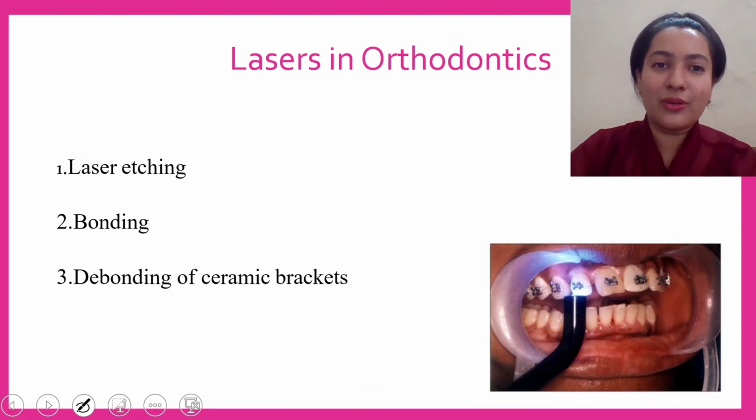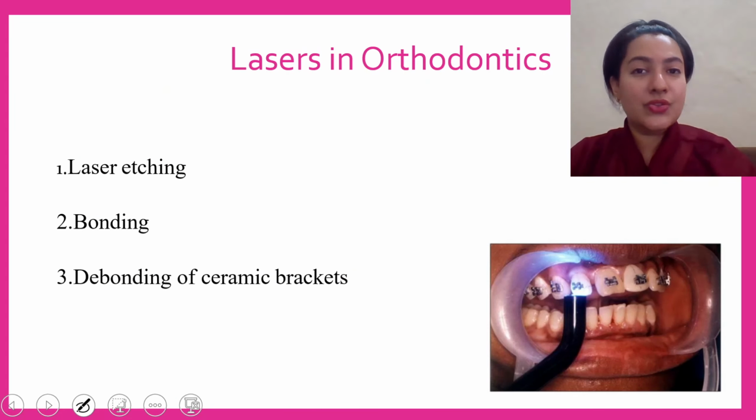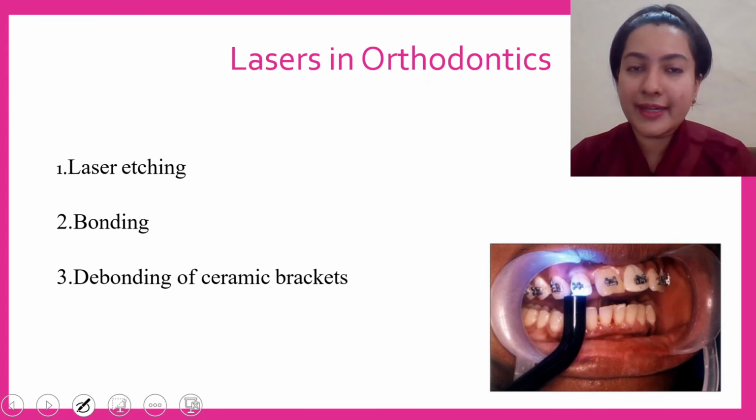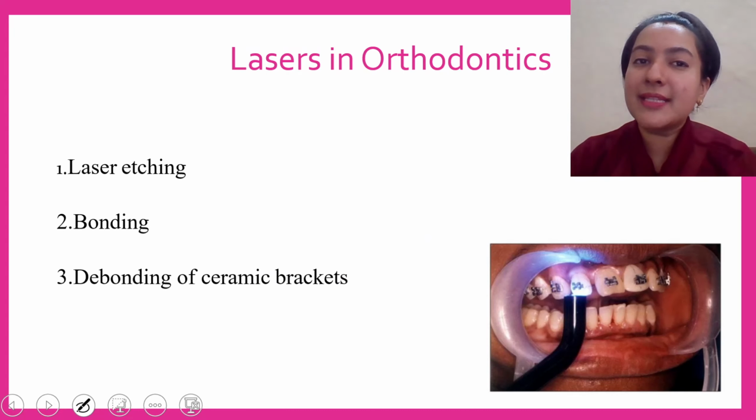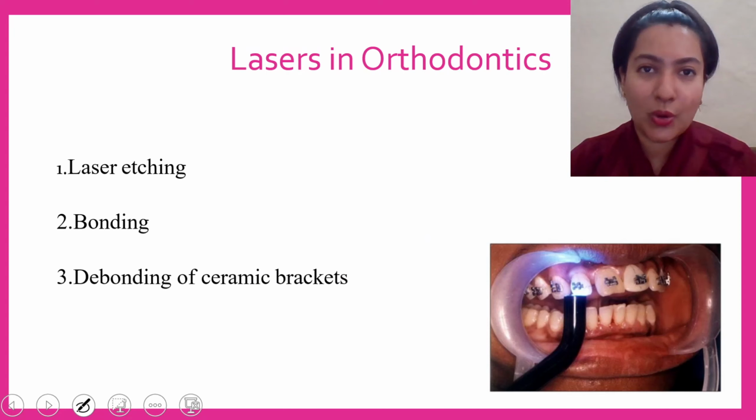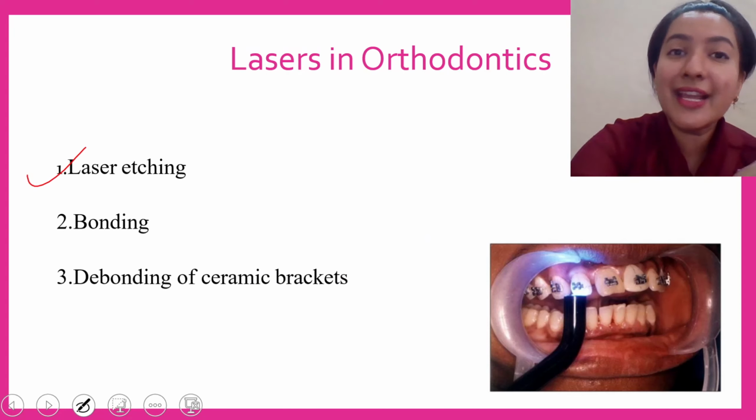Right. Moving on. Lasers are used in orthodontics. Lasers have found their way in dentistry and they are used at multiple places, but we'll be focusing basically solely on lasers in ortho. So the first place where lasers are used in orthodontics is for laser etching.